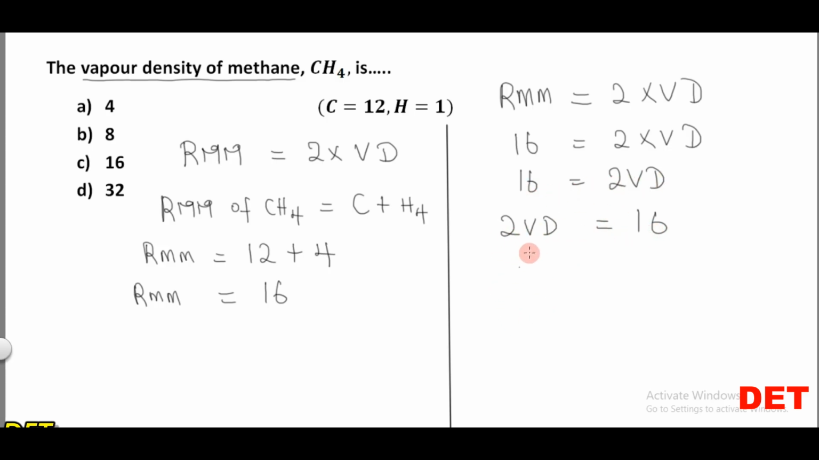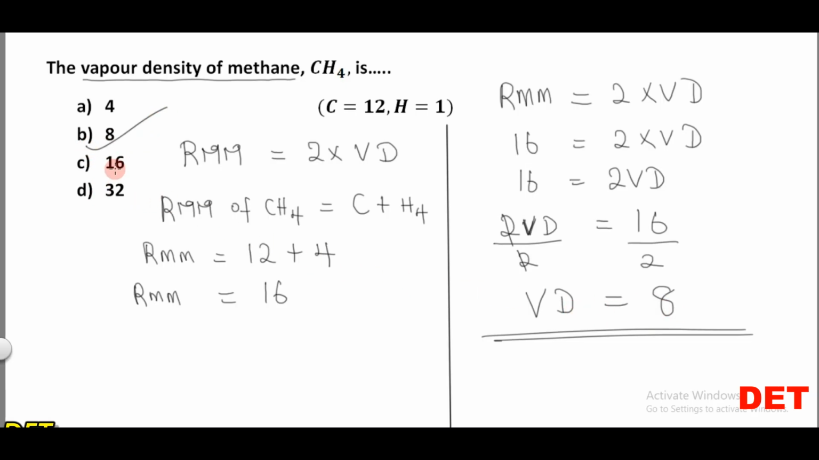All right, so to make Vd stand alone, I will divide both sides of the equation by the coefficient of Vd, which is 2. So this will be divided by 2, divided by 2, so that this 2 will cancel out this 2. So my Vd will be equal to 16 divided by 2, and that will give us 8. So the vapor density of methane is 8.